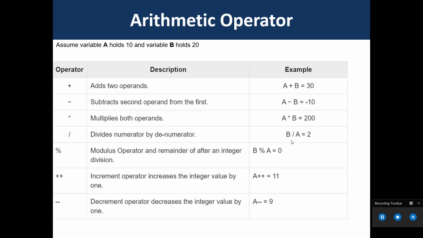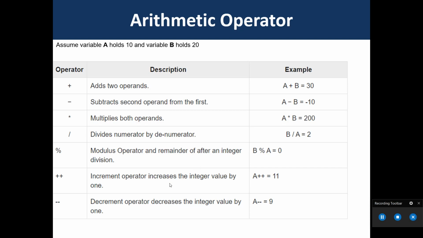Divide numerator by denominator. B divided by A means 20 divided by 10, then the result is equal to 2. Modulus operator gives the remainder after an integer division. B modulus A means 20 modulus 10, then the result is equal to 0.